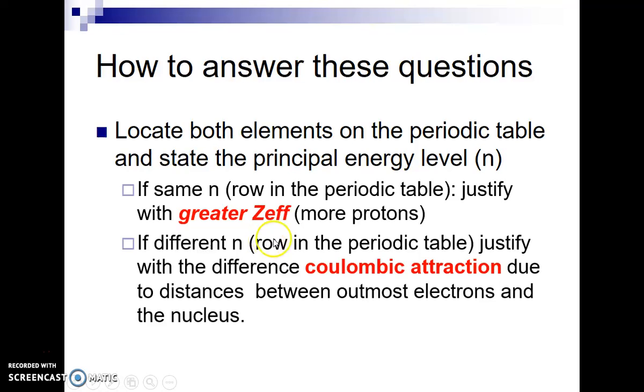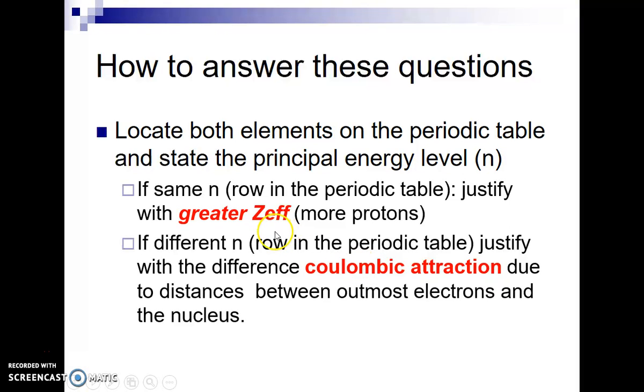Now, if they're in a different N, and this should say group, not row, I copied and pasted and forgot to change it. So if they have a different N and they're in the same group on the periodic table, this is due to the distance. Because for elements that are lower on the periodic table, there's a greater distance between the outermost electrons and the nucleus. As a result, when the electron is further away, they experience less coulombic attraction between the nucleus and the energy levels, or the protons and the electrons.